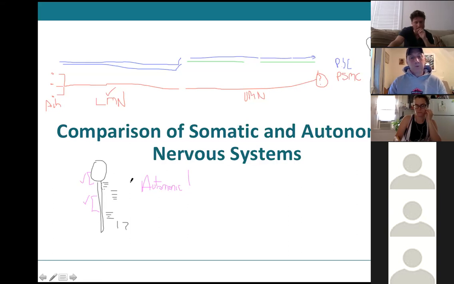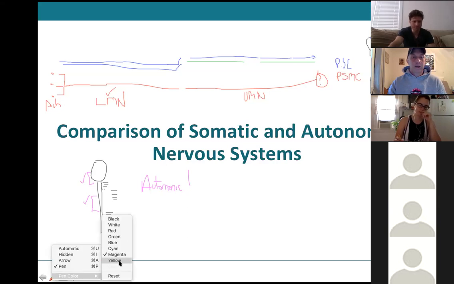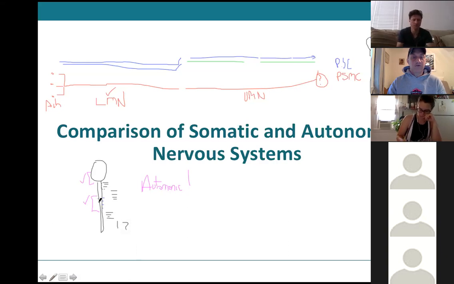Piece of information number one. So what's going on here? Why is Mother Nature doing this? Mother Nature needs to figure out a way to innervate. Let's just take a series of colors here. Pay attention to this inside your textbook. They use different coloring systems for the autonomic nervous system relative to the somatic motor nervous system that I drew for you above.